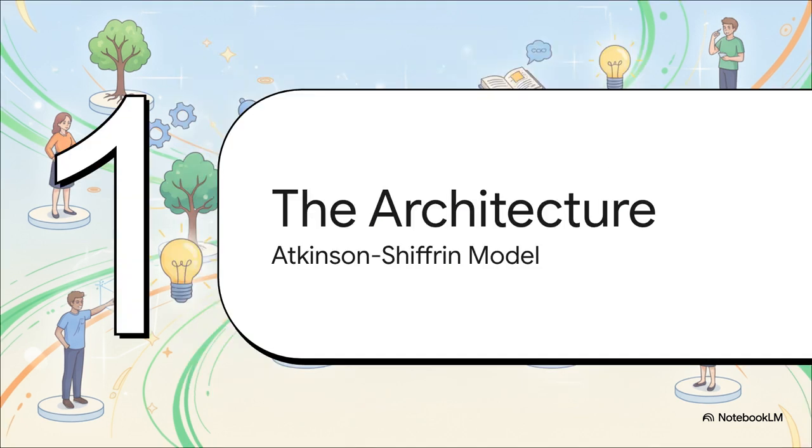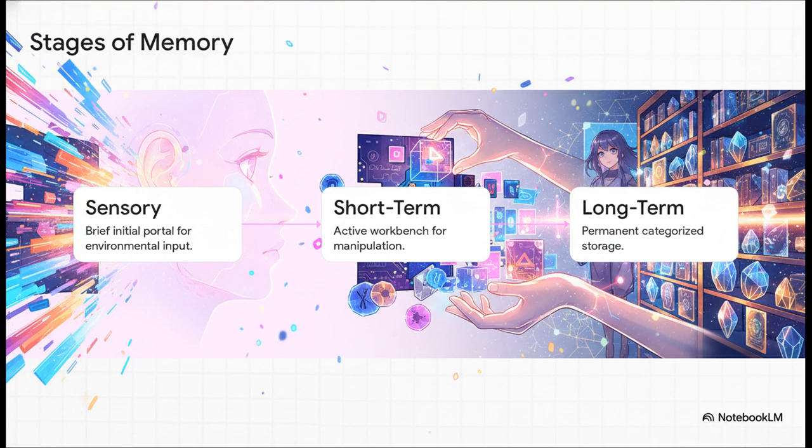Part 1. The architecture. The Atkinson-Shiffrin model. Okay, let's dive right in. To really understand memory, we have to start with this foundational blueprint. The brilliant insight from researchers Atkinson and Shiffrin back in 1968 is that they view learning and memory as discontinuous and multi-staged. Basically, information doesn't just instantly magically become a permanent memory. As new data comes in from our environment, it's actively manipulated before it's stored.